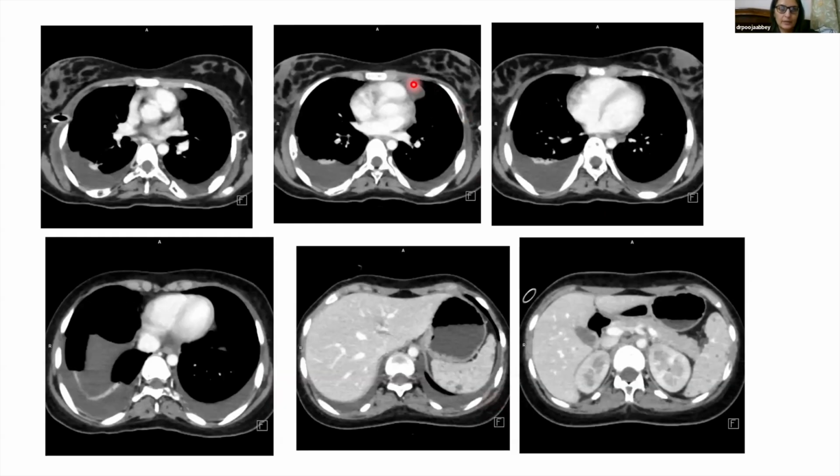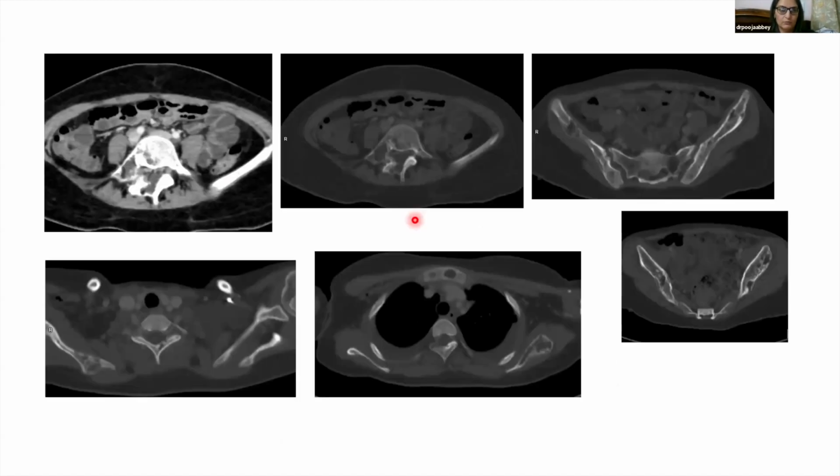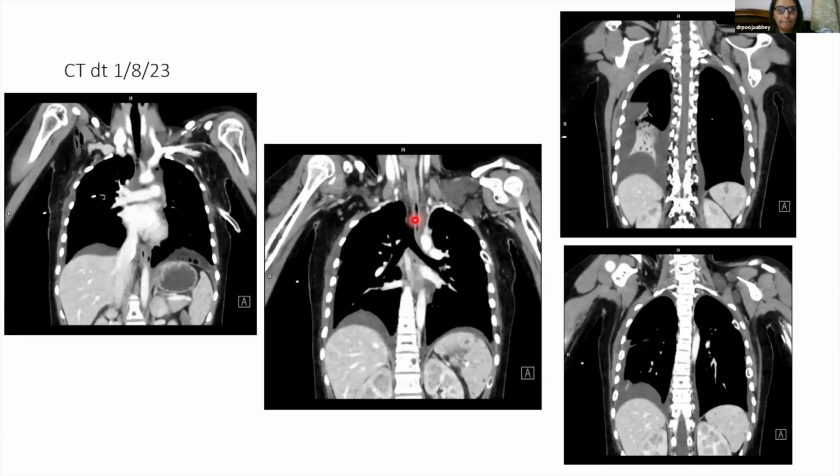And even this area here did not really look like a loculated pleural effusion. And could this also be a lymphatic malformation? That was our thought process. And on coronal images also, if we look at this lesion here, it looks more like a lymphatic malformation.